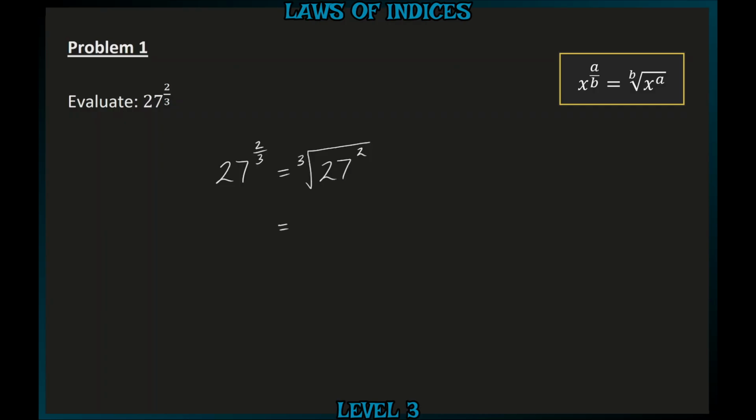Now the cube root of 27 is 3 because 3 times 3 times 3 is 27. So we have 3 still with a power of 2 on it. And 3 to the power of 2, or 3 squared, which is 3 times 3, gives us 9. And that's our final answer for problem 1.